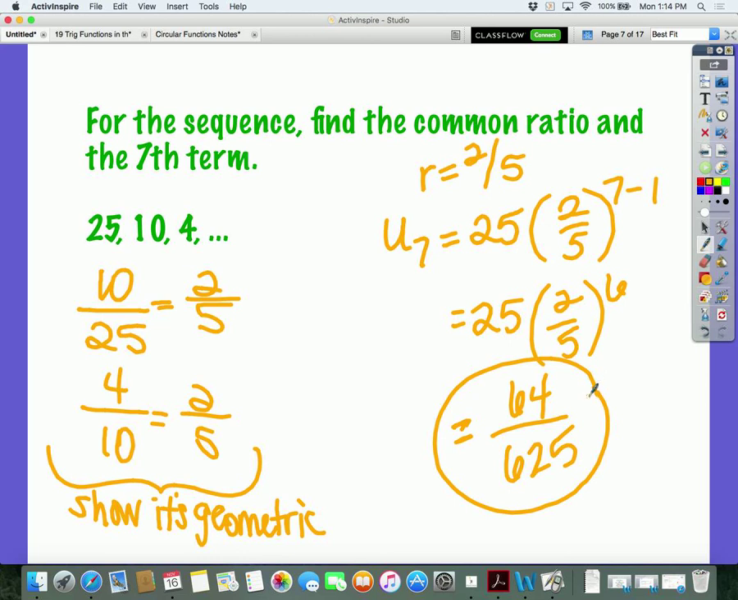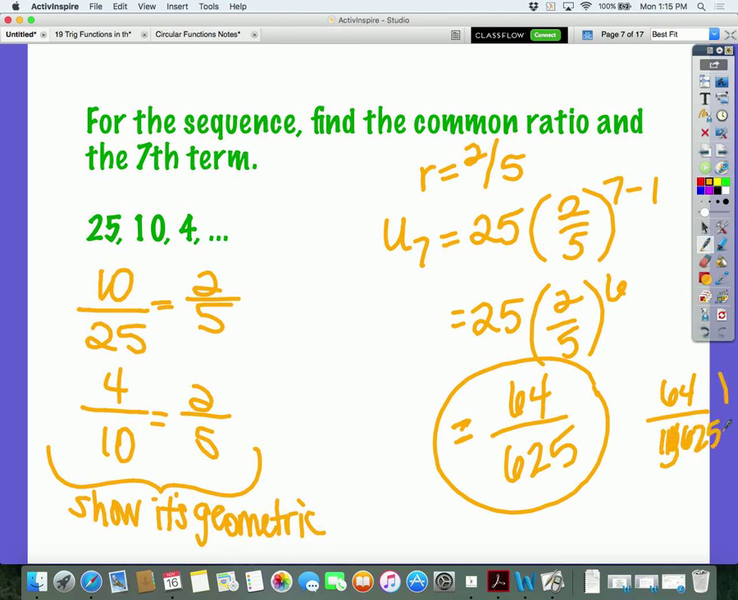5 to the 6. 5 to the 6 is 25 times 25 times 25. I got 15,625. We're not doing 5 to the 6th. You're doing 2/5 to the 6. Yeah, so it's 2 to the 6, which is 64, and then 5 to the 6 is 15,625.